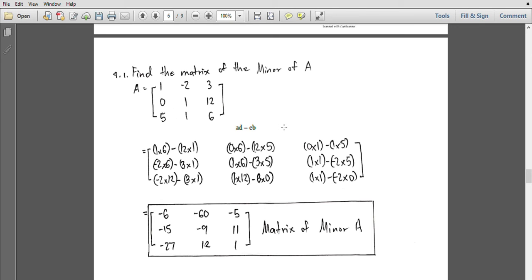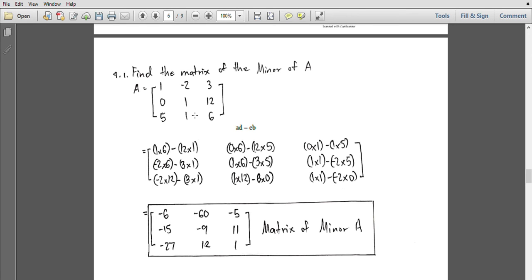Then using the formula AD minus CB, 1 times 1 minus negative 2 times 5 is equal to 11. Then for this element 5, these are its A, B, C, D. Then using the formula AD minus CB, we have negative 2 times 12 minus 3 times 1, which is equal to negative 27.